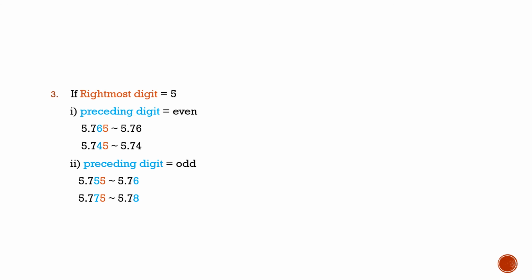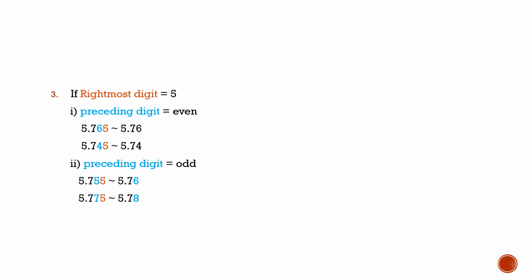Then the final point is when the rightmost digit is equal to 5, neither greater nor less, then we look at the preceding digit. If the preceding digit is even, there will be no change in the preceding digit. It will remain the same as in the number. For example, 5.765 is rounded off to 5.76. Similarly, 5.745 is rounded off as 5.74.